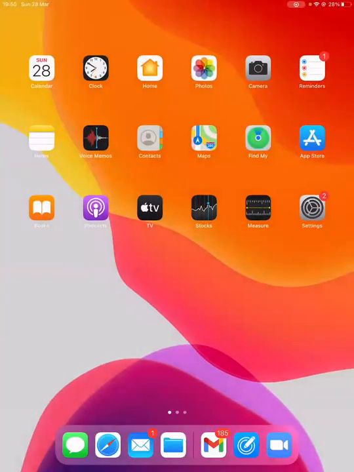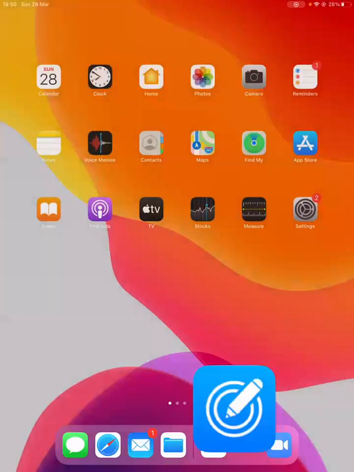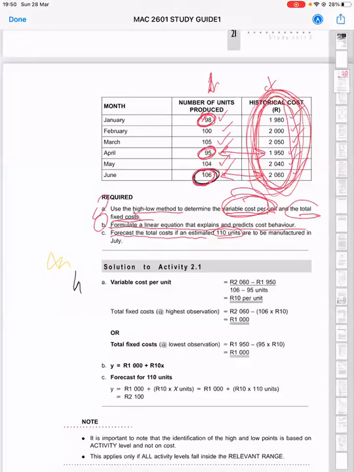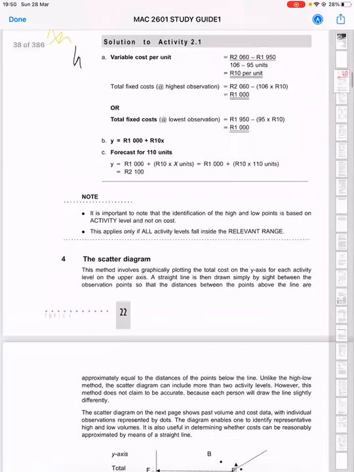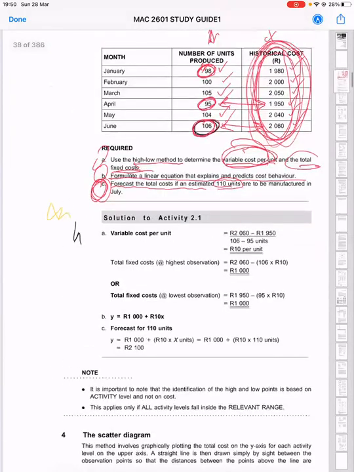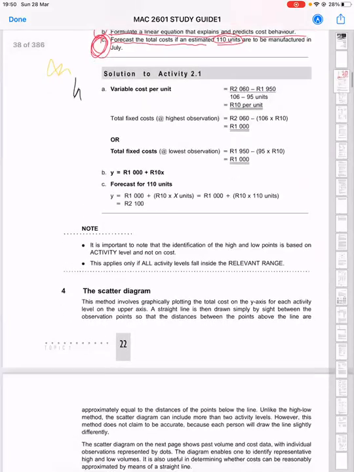So they will also give you the number of units when requesting. Yes. B. They have to give us. When requesting C, right? Oh yeah, they have. C. Isn't it B? Yeah. B, they said formulate. Formulate the linear equation. Oh, okay. And C, they say calculate.